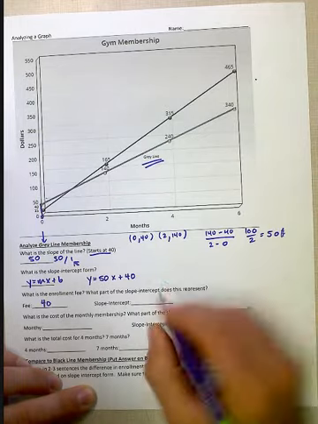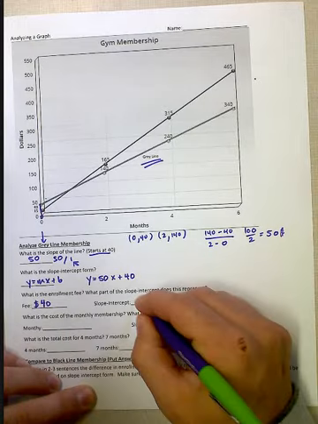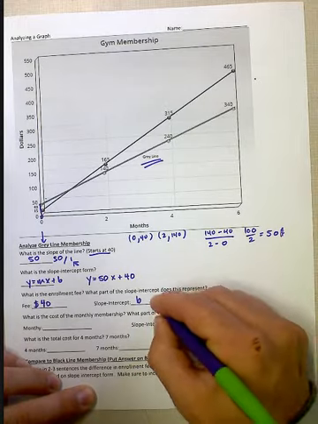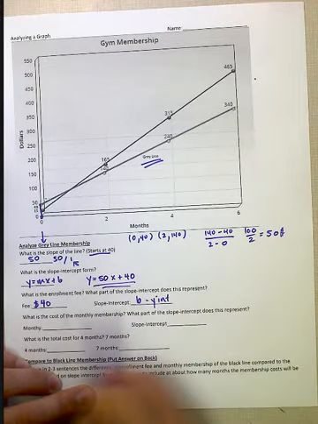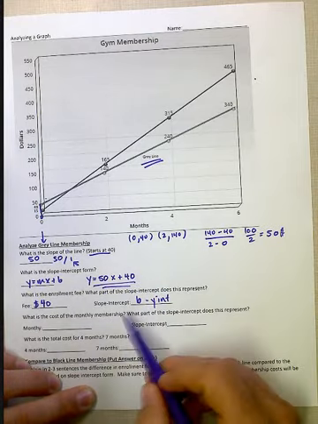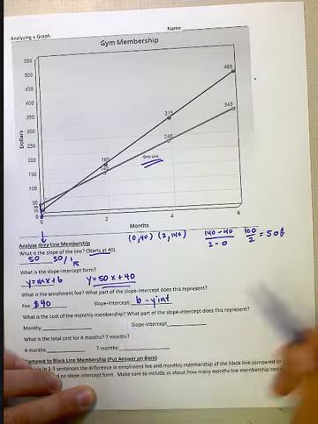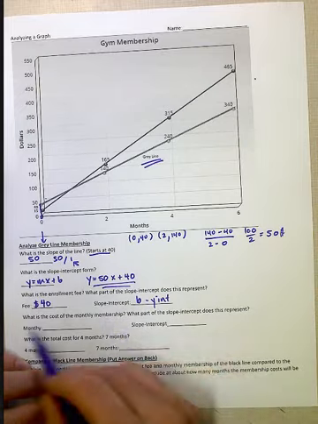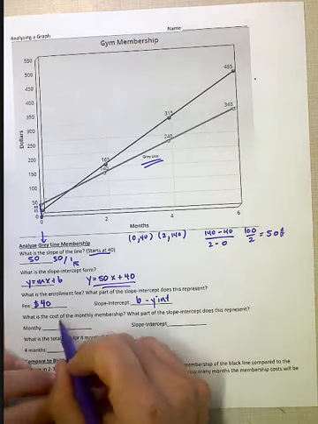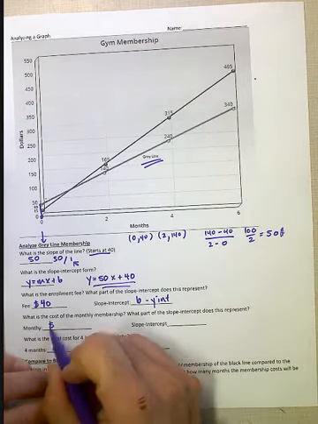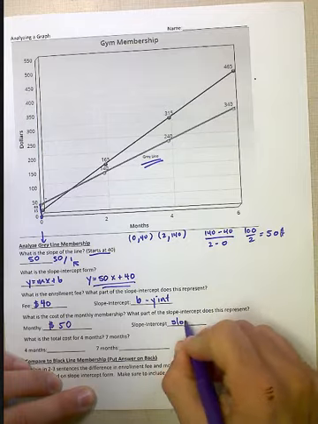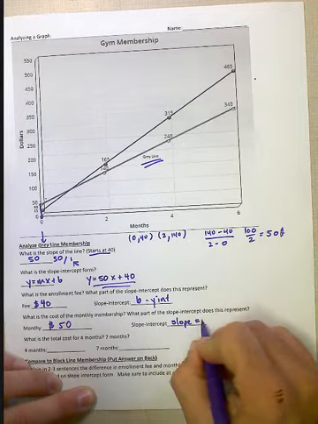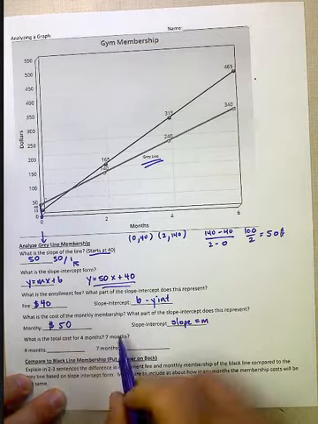And what is the part of the slope-intercept? That's your b, or y-intercept. Once you've answered this question, this is basically just attaching this information to this. It's almost kind of repeating itself. What is the cost of monthly membership? Well, the cost of monthly membership we found was $50, which was our slope, or our m.